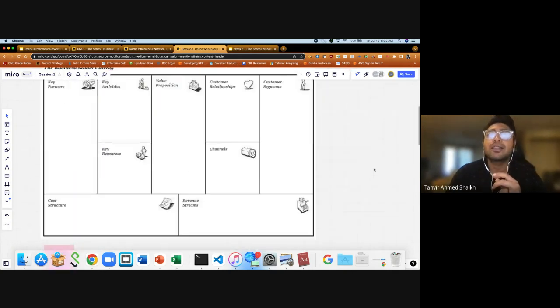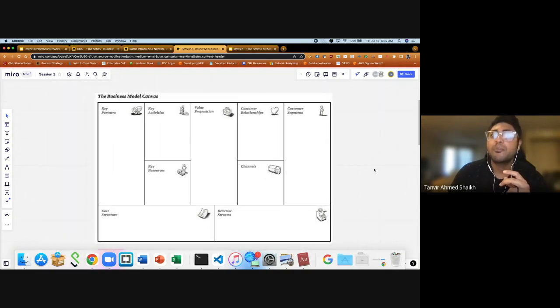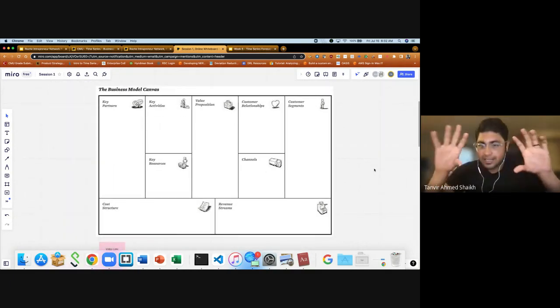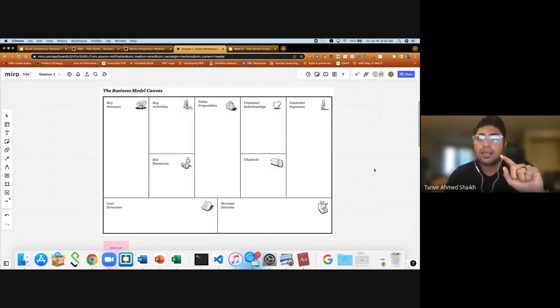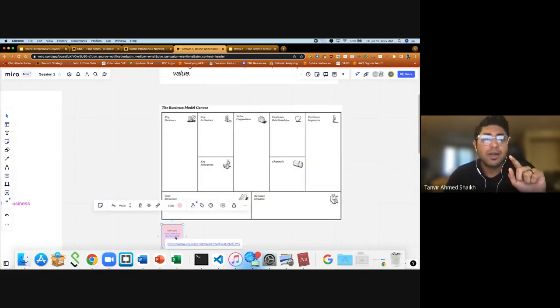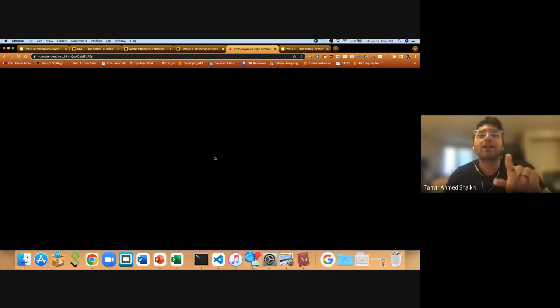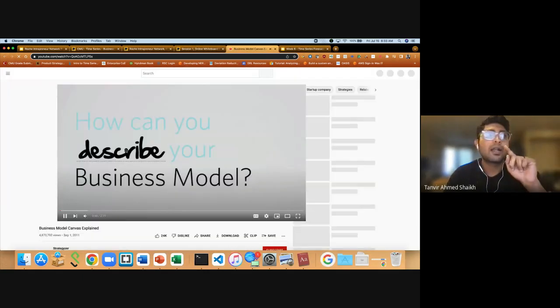And now let's look at the canvas. Some of you may have seen this canvas. It's a framework, a blueprint, and it has different aspects to it. What you need to think about is those aspects, and then start doing them. I can do a good job at explaining this, but better than hearing me, it's better that you hear this video.